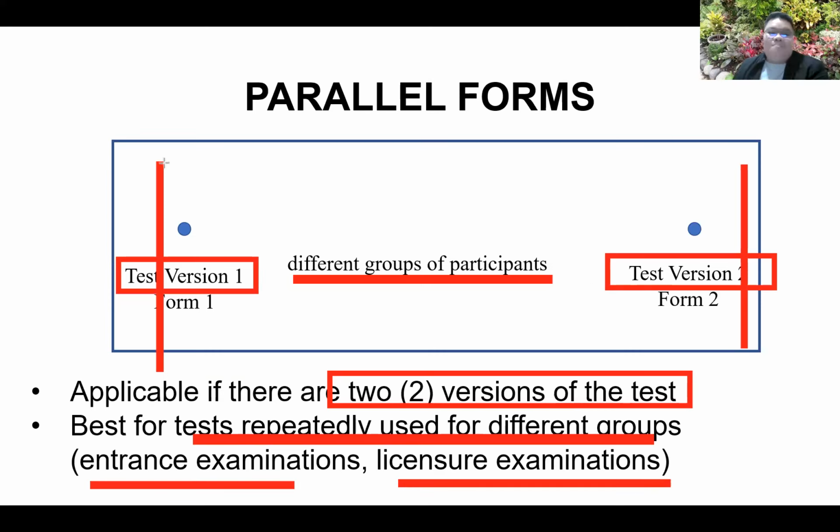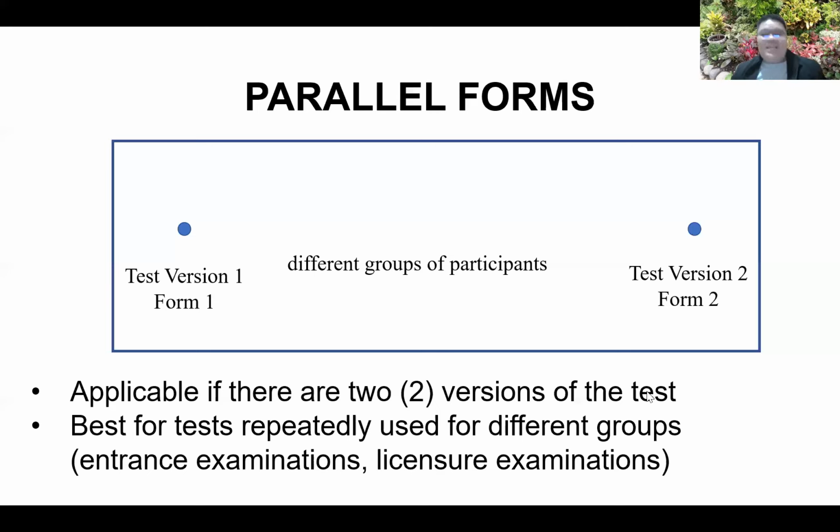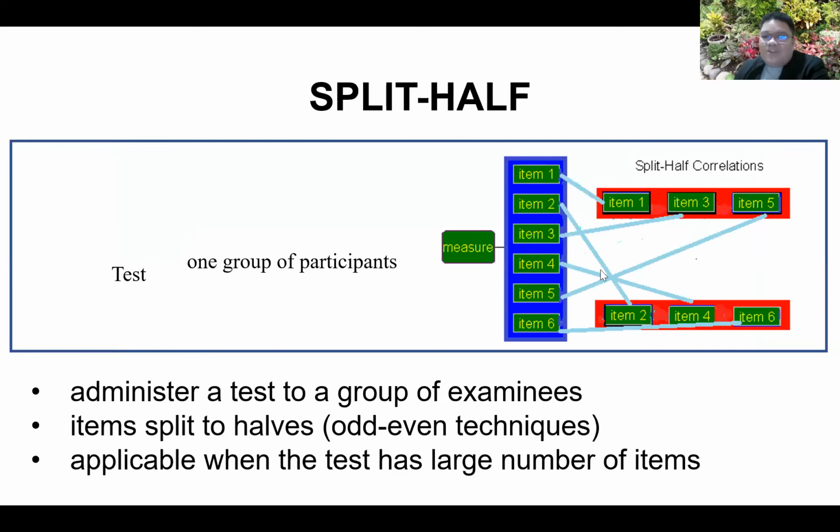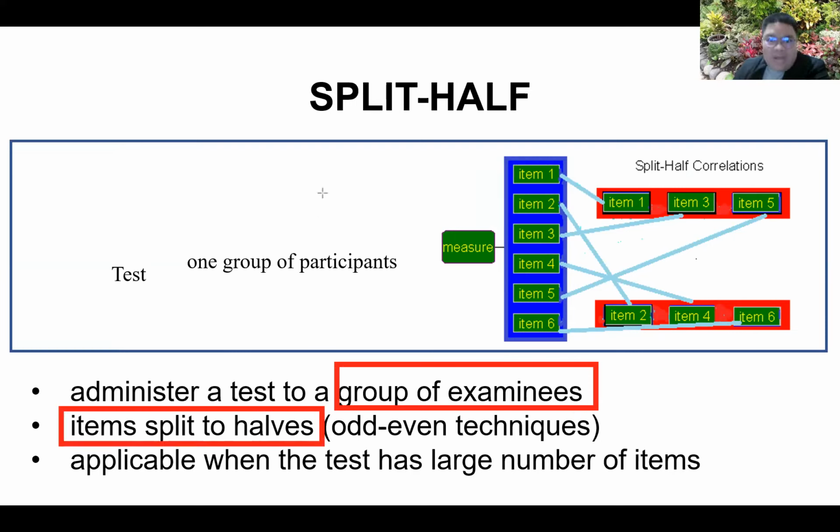So class, again, yung parallel forms, best siyang gamitin kapag we are talking about your entrance examination and then your licensure examinations. Okay? Now, next is your split half reliability. Class, in a split half reliability, we administer a test to a group of examinees. Isang grupo lang po ng examinee. And then the items are split to half.